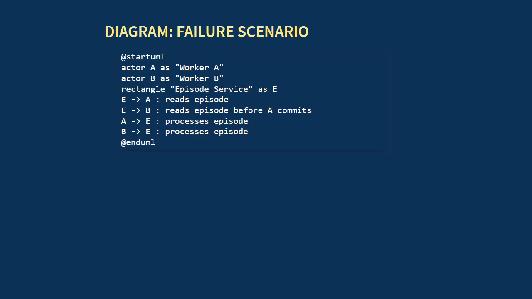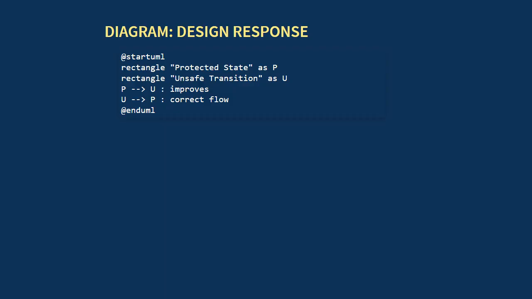In the failure scenario depicted here, we see two workers reading the same episode before it has been committed. What do we need to prevent this issue? We must ensure that only one worker can process the episode at a time to uphold the invariant. The design response to prevent such failures involves creating a protected state for well-defined transitions. Could you clarify how this actually protects the system? By ensuring transitions are controlled, we can reject invalid or competing transitions, safeguarding our system integrity.